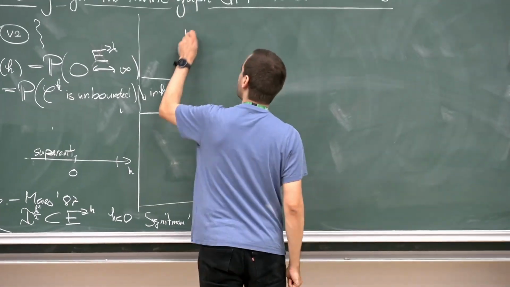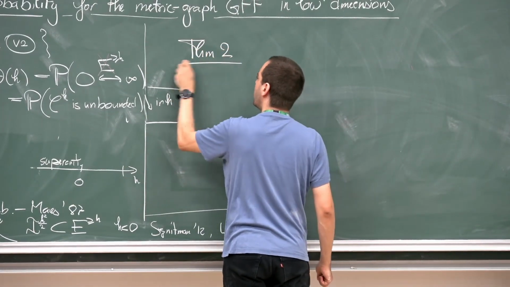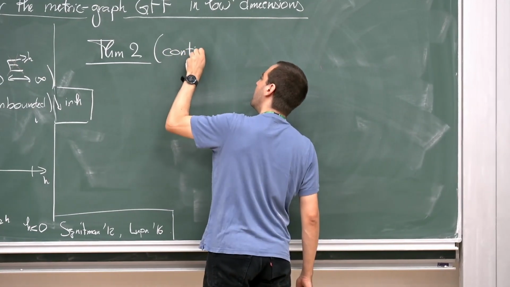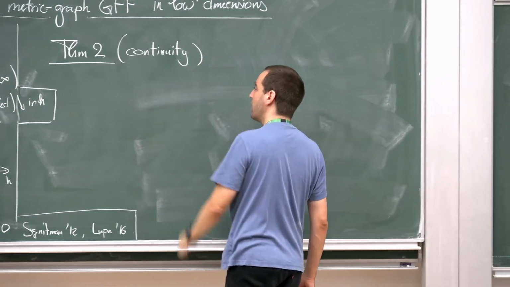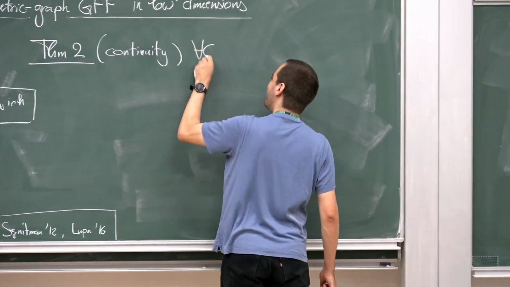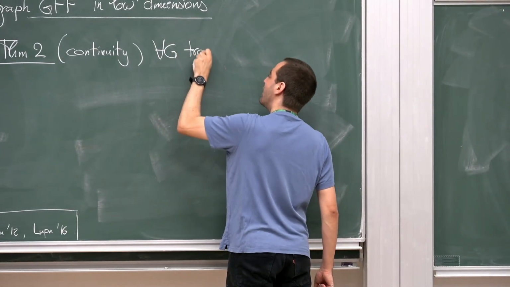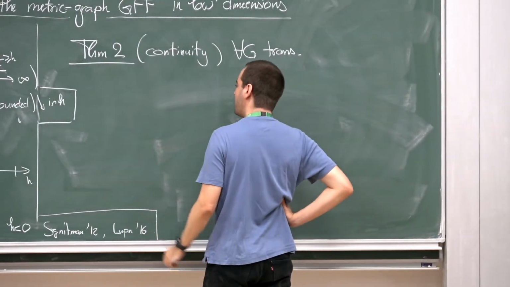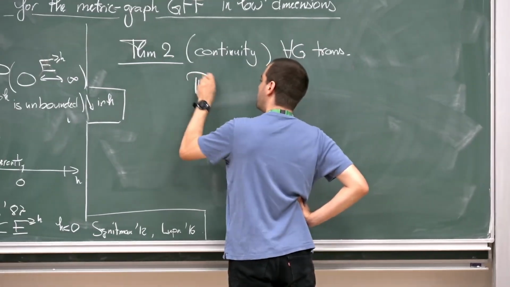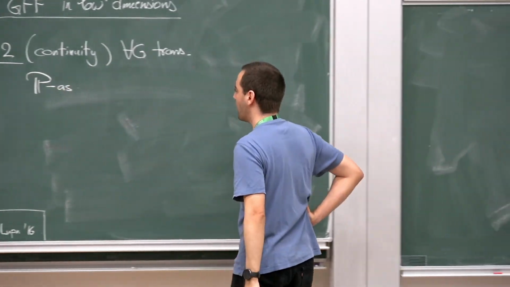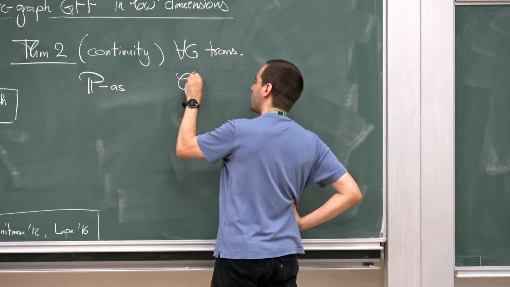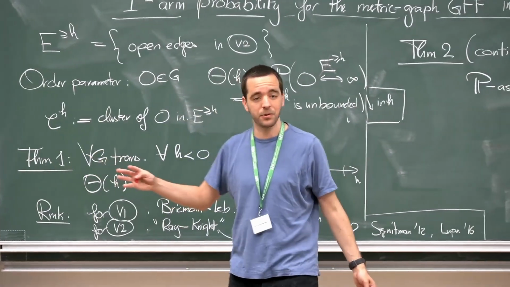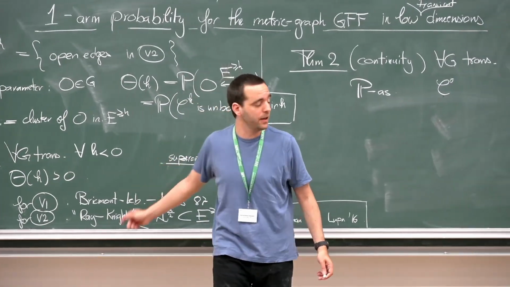So here is the next theorem, and I'm going to call this continuity, and I will explain why in a second. And again, what I'm going to say is true for any transient graph. So it turns out that for this V2 model, if you look at the cluster of the origin at height 0, so 0 is the next height you're interested in, right? We've already covered all negative h.